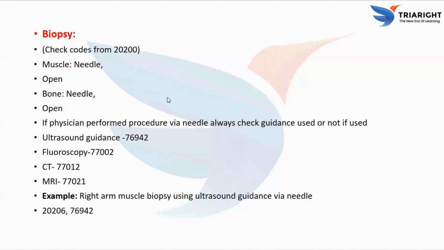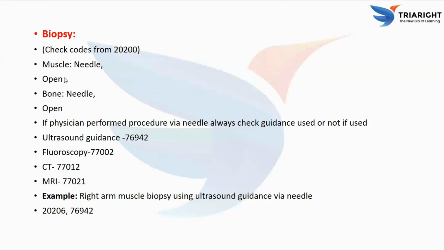And what is the biopsy CPT code range? Most muscle and bone biopsy codes start from the 20,200 series. So always check the body part, the technique, whether it's a needle versus open, and whether imaging guidance was used or not. So what are the types of biopsies?